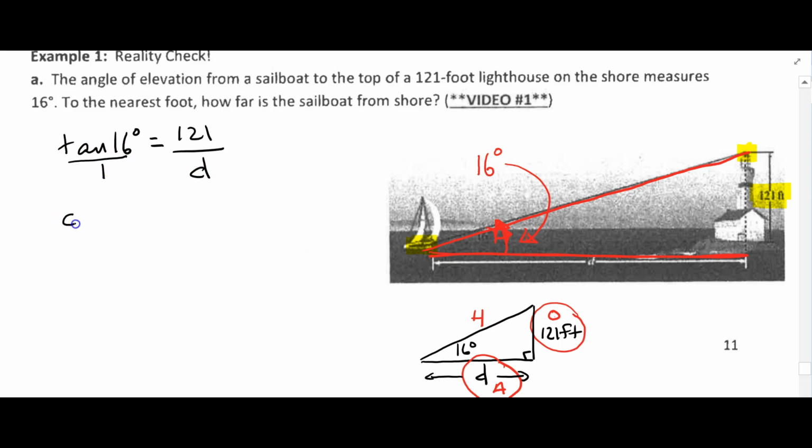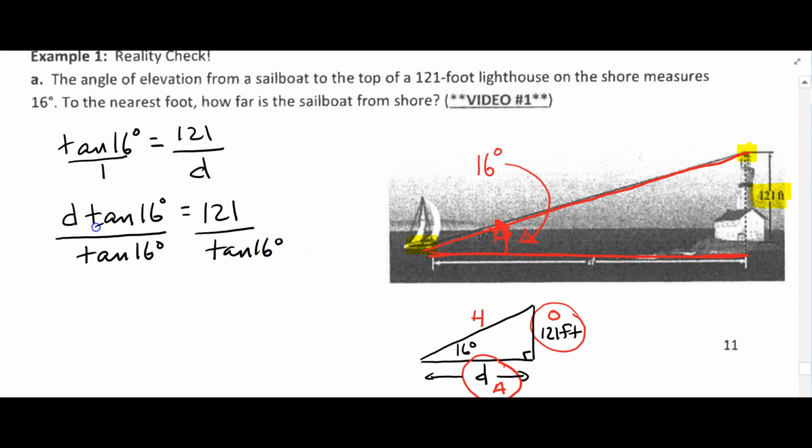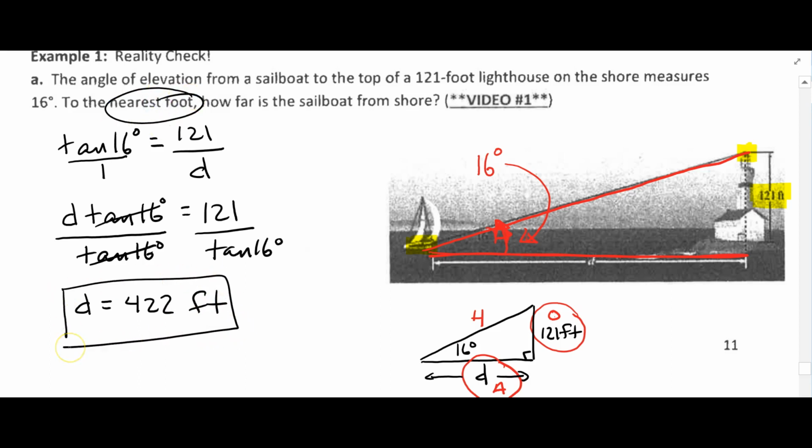We'll cross multiply to get D times the tangent of 16 degrees is equal to 121. I'm going to divide both sides by tangent of 16 degrees. And those will cancel out. And once I plug this in, we should get 422 feet. I left it to the nearest foot for the distance to the lighthouse.